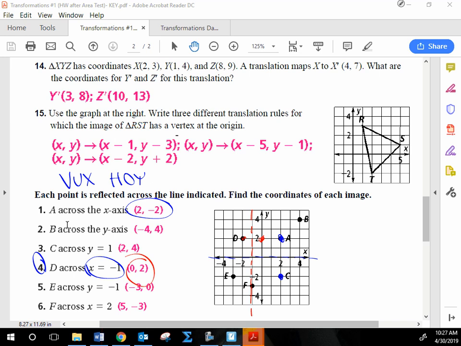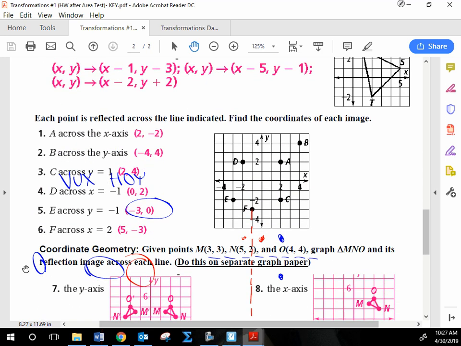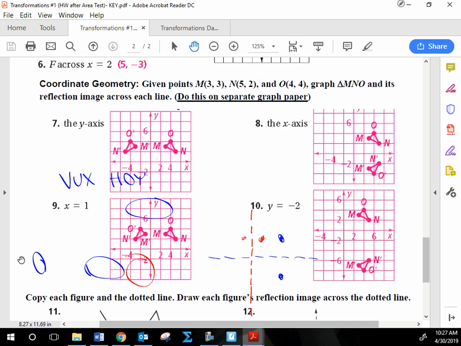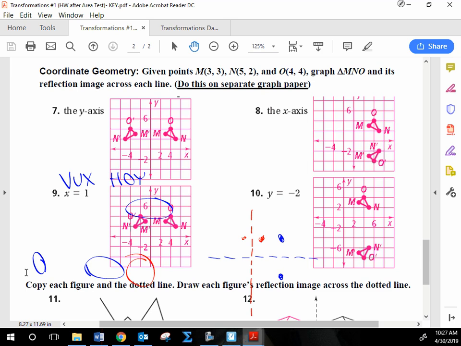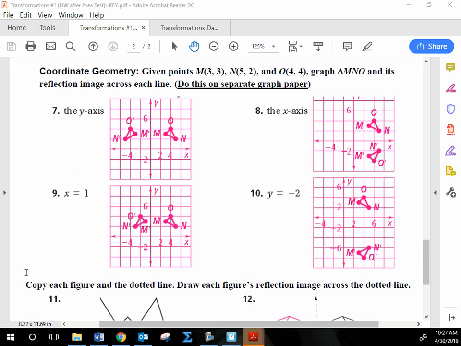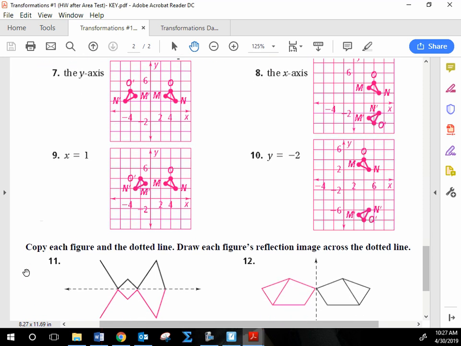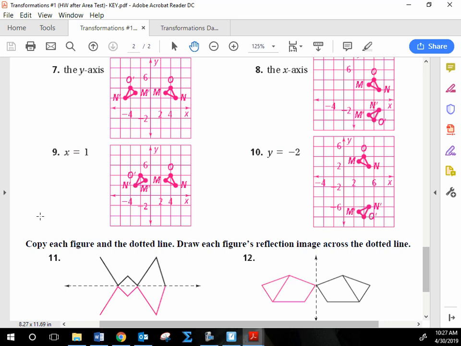Okay, let's go take a look at our next one. This is where you had to draw it on separate paper, perhaps those of you that followed instructions. I think we're going to skim those next two. So 11 and 12, you're just simply reflecting across the line. We're not on the coordinate plane. You're just reflecting across the line.